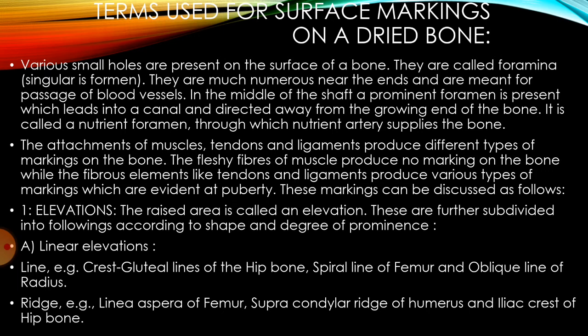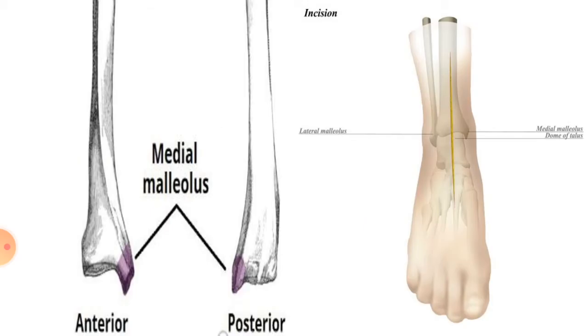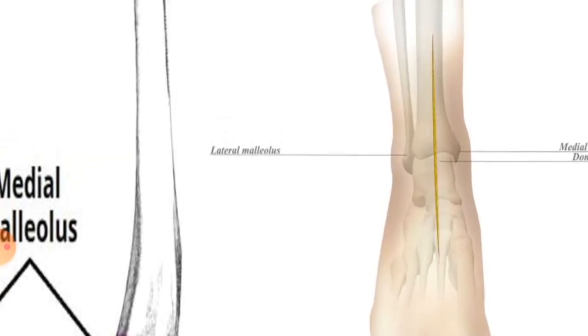Next is ridge, which includes the linea aspera of the femur, the supracondylar ridge of the femur, and the iliac crest of the hip bone. In crest, you have the example of the iliac crest of the hip bone. In rounded elevations, tubercle, for example the adductor tubercle of the femur. In tuberosities, the lesser and greater tuberosities of the humerus. In trochanter, the lesser trochanter of the femur, and in malleolus, the medial malleolus of the tibia. Let's look at this too. This is the medial malleolus of the tibia, and the lateral malleolus would be related to the fibula, and you can feel these malleoli on the lateral and medial aspect of your foot.